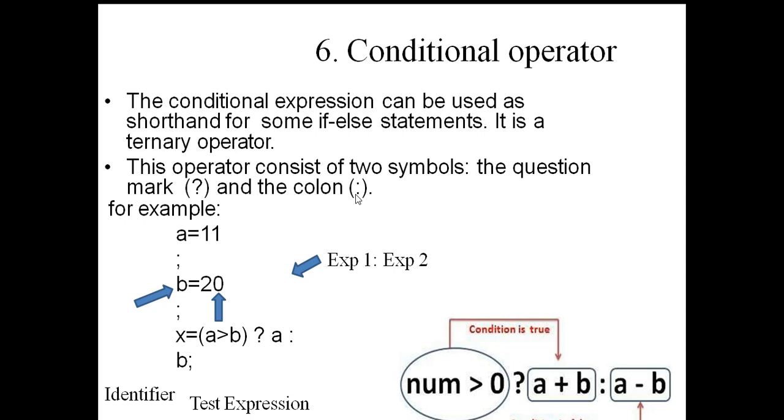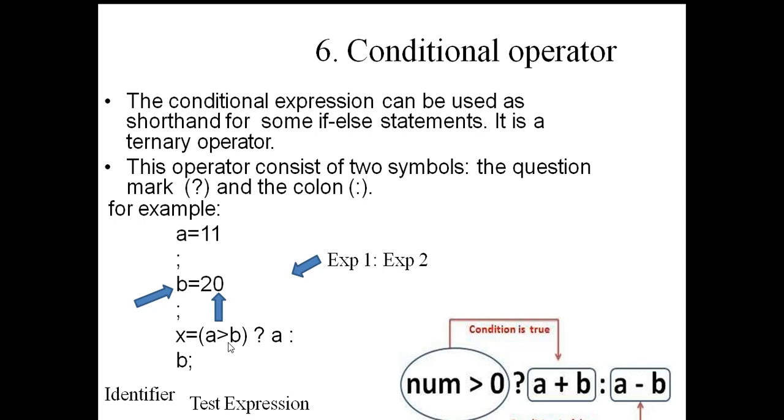So for example, you can see the example a equal to 11 and b equal to 20, and you are combining a and b using this ternary or conditional operator. x = a > b ? a : b. So this conditional operator first checks the condition a > b. In this case a is 11 and b is 20, so a is less than b, but you are checking the condition a greater than b. So the value of a > b will become false.